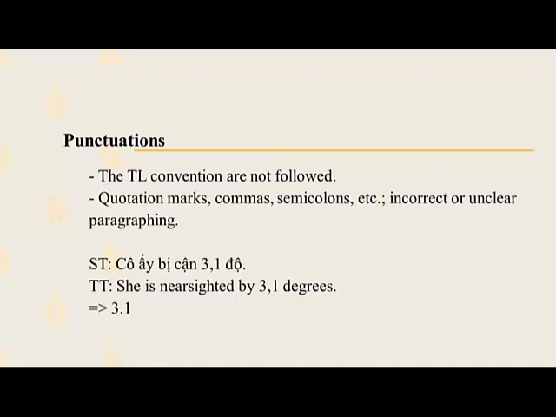For example, the source text: cô ấy bị cận 3,1 độ. Target text: she is nearsighted by 3,1 degrees. Ở đây có một lỗi sai về dấu. Đó là khi chúng ta dùng 3,1 độ trong tiếng Việt, khi dịch sang tiếng Anh thì phải dùng thành 3.1 như ở trên bảng đã sửa, chứ không được dùng y nguyên 3,1 như trong tiếng Việt.